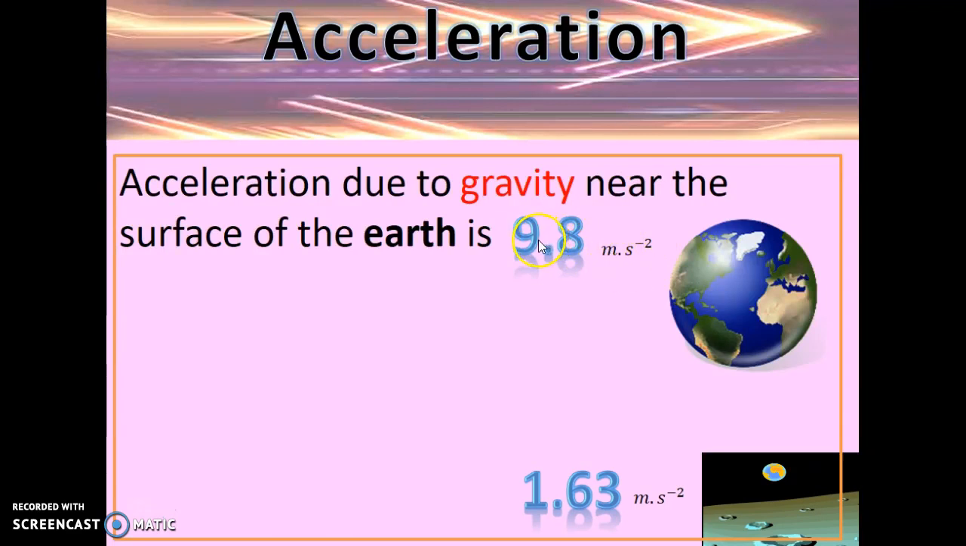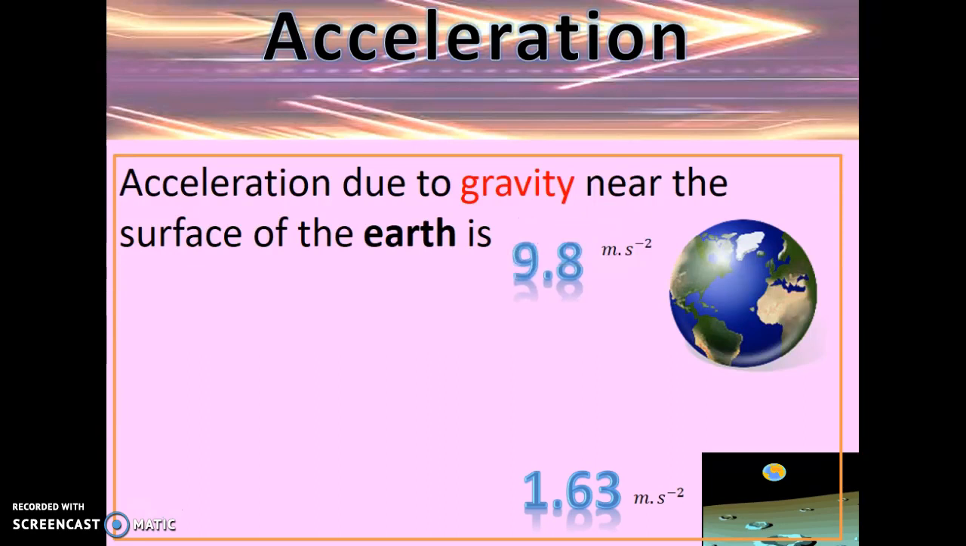Now that value means that if you dropped an object out of an aeroplane, it would accelerate at 9.8 meters per second squared. So at the end of 1 second, it will be traveling at a velocity of 9.8 meters per second. At the end of 2 seconds, it will be traveling at 9.8 plus 9.8 meters per second, which is 19.6 meters per second. That will be its velocity. So for every second that it falls, it speeds up by 9.8 meters per second.